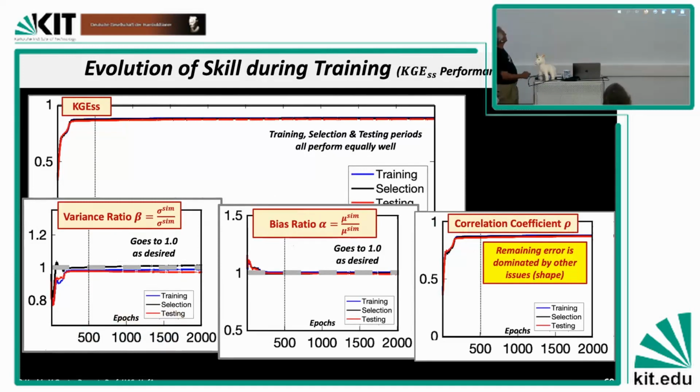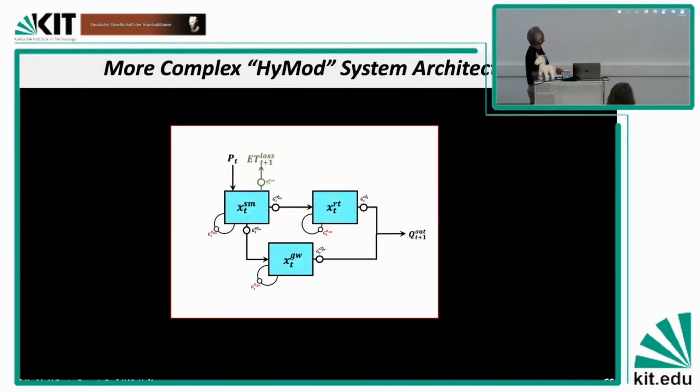I'll skip over this quickly, but basically just to show you, we separate the data into training, testing, and selection to make sure we're not force fitting. And you can see that it doesn't matter which data set we use, performance is uniformly good. The variance ratio goes to 1 as it should, the bias ratio goes to 1 as it should, and so on. Okay, we'll skip over that.